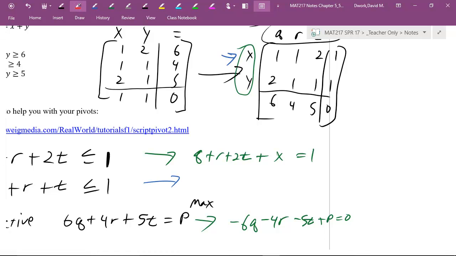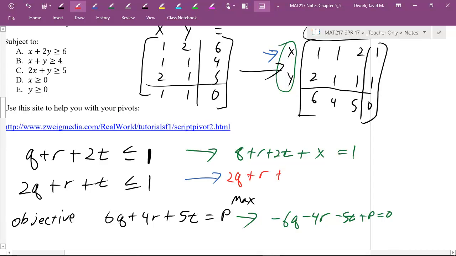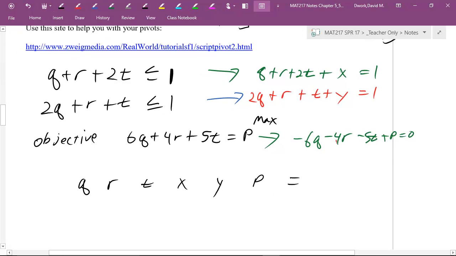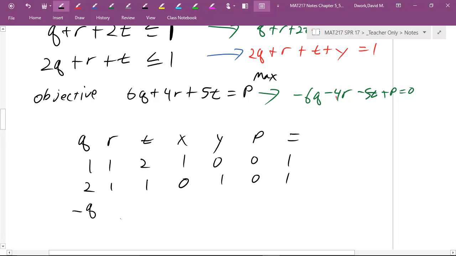Now for the other equation, we're going to have 2q plus r plus t equals 1. And since this is all less than or equal to, we have to add to make it equal, and its slack variable will be y. So now our setup for our problem looks just like normal. We're going to have q, r, t, x, y, p, equal sign. And now we fill in the matrix: the first equation would be 1, 1, 2, 1, 0, 0, 1. The second one would be 2, 1, 1, 0, 1, 0, 1. And then our objective equation would be negative 6, negative 4, negative 5, 0, 0, 1, 0.